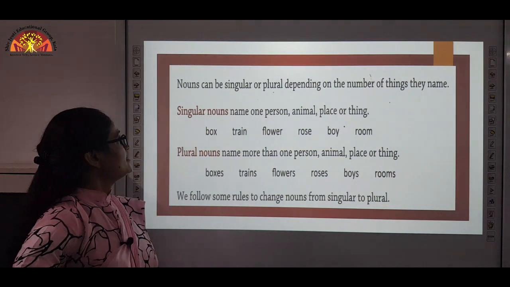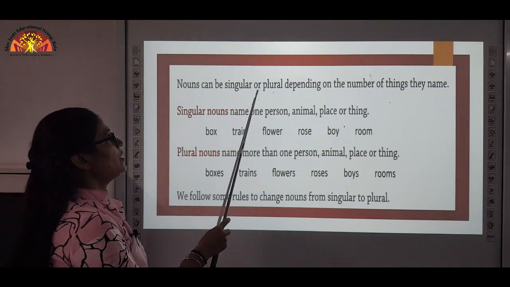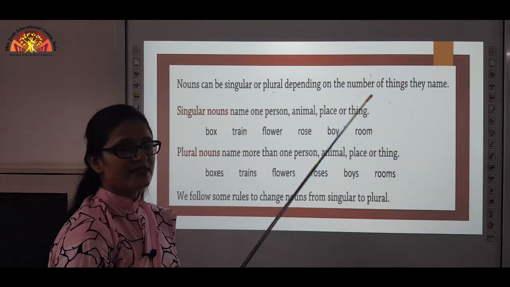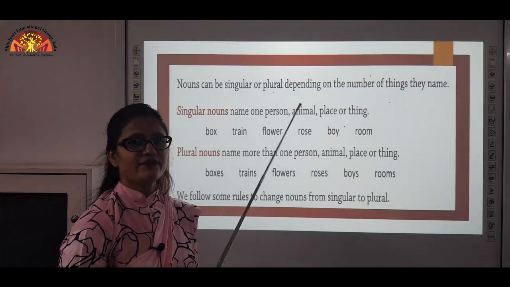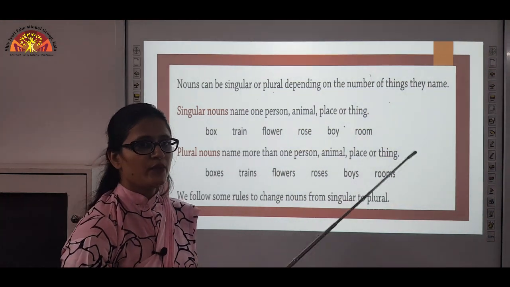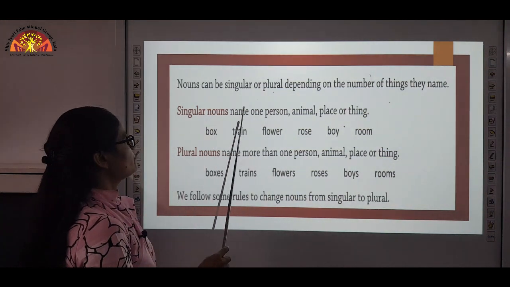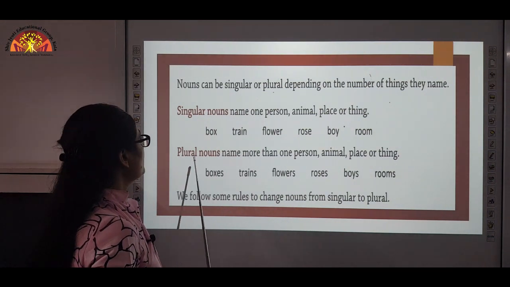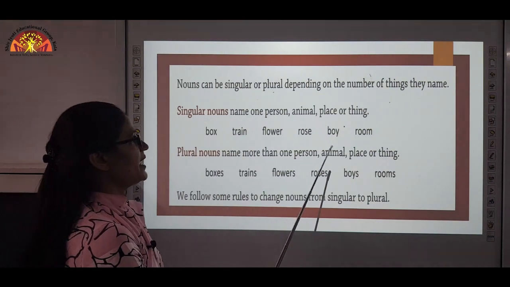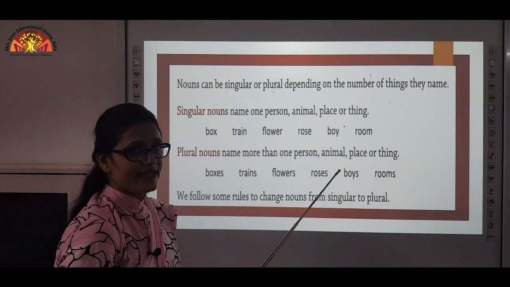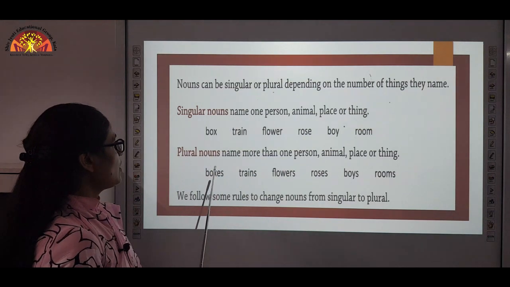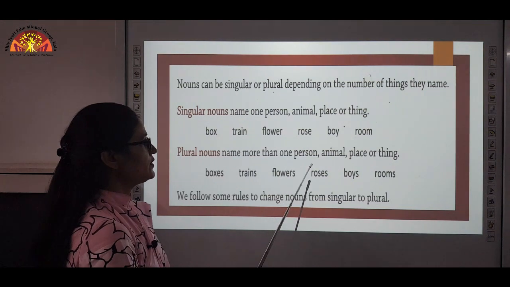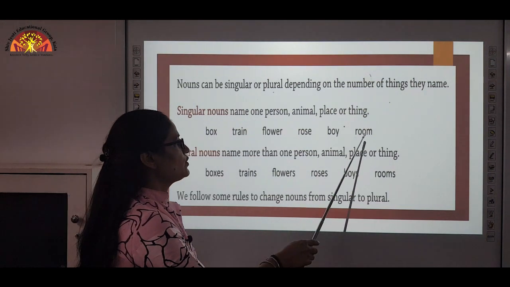In your book, we can see nouns can be singular or plural depending on the number of things they name. Number of things in the sense, if it is single, it is singular. If it is more than one, it will be plural. Singular nouns name one person, animal, place or thing, and plural nouns name more than one person, animal, place or thing. For example, let's see box, boxes, train, trains, flower, flowers, rose, roses, boy, boys, room, rooms.